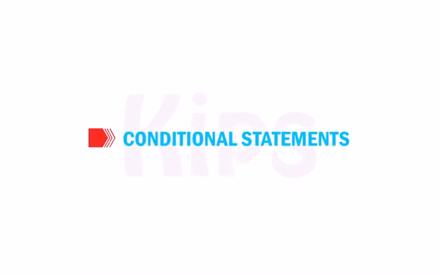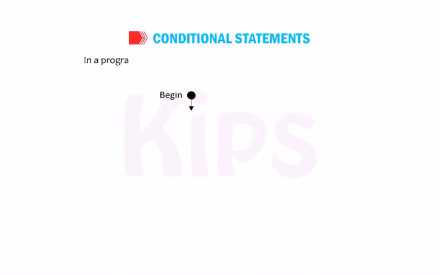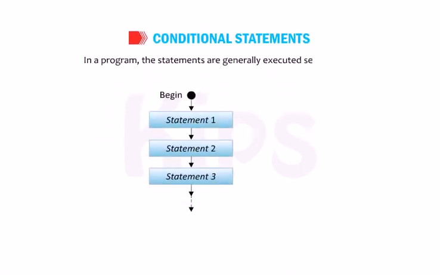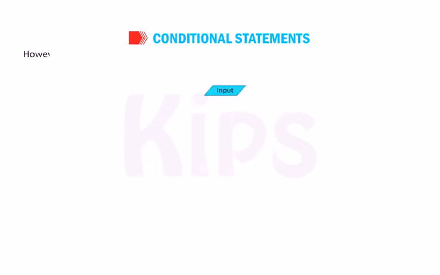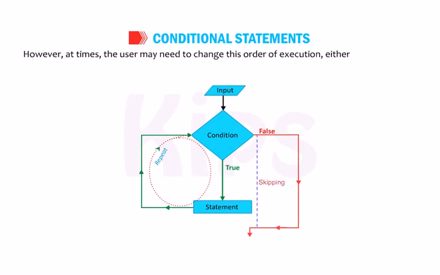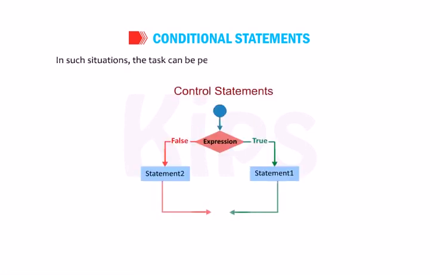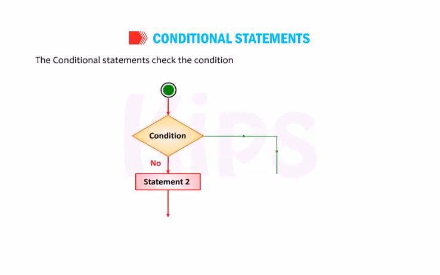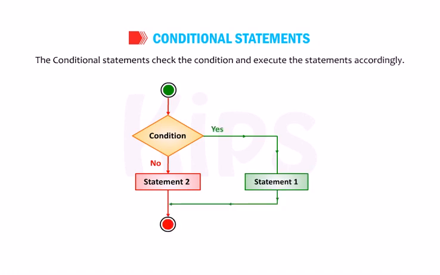Alright students, let us understand conditional statements. In a program, the statements are generally executed sequentially. However, at times the user may need to change this order of execution, either by repeating or skipping the execution of a few statements, subject to a given condition. In such situations, the task can be performed by the use of control statements. The conditional statements check the condition and execute the statements accordingly.